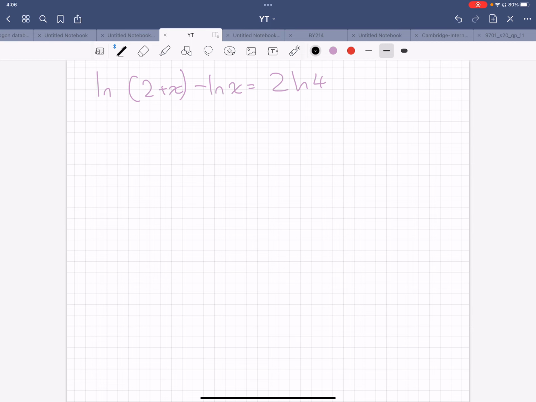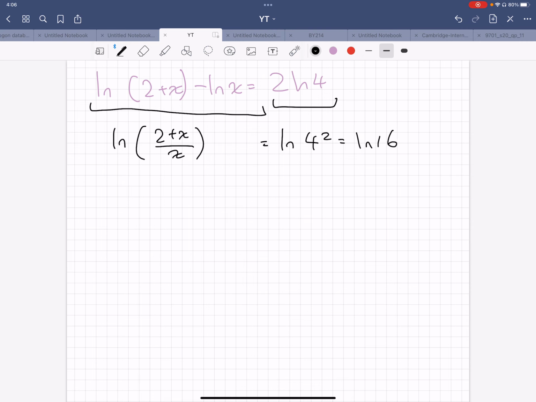So this is just practice problem 1 for logarithms, and we're given this equation and they just say solve for x. So we can combine this side to one logarithm, which would be ln of (2 plus x) over x. And then we can combine this side to one logarithm, which is ln 16. And now what we can do is raise both sides to the e power, or effectively get rid of the logarithm and say this is equal to 16. 2 plus x equals 16x, so x equals 2 over 15.